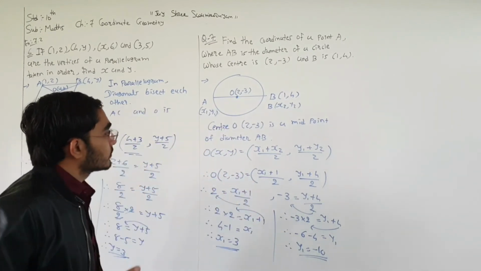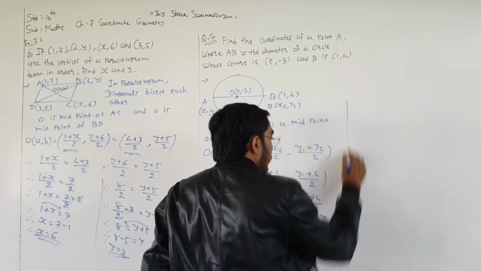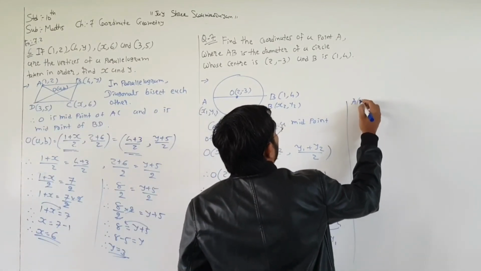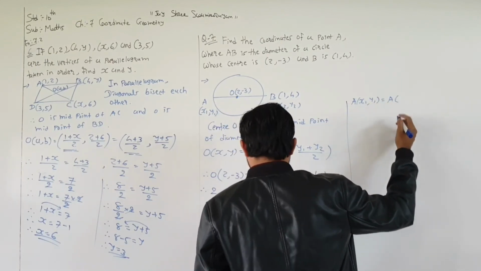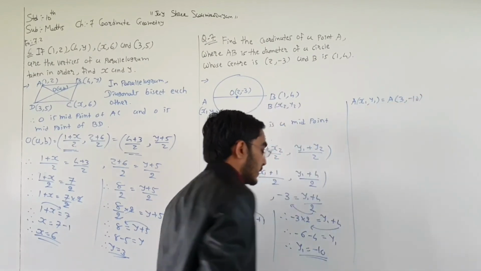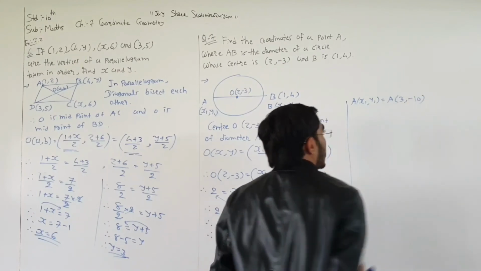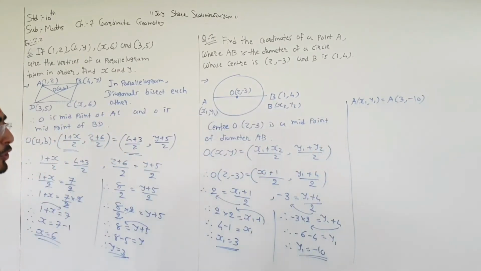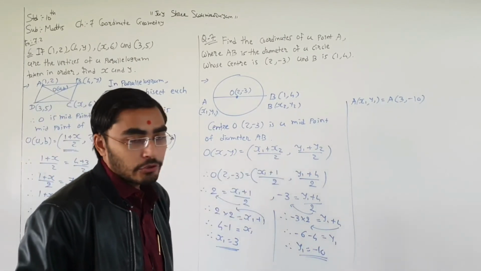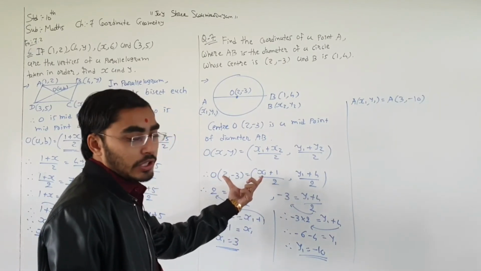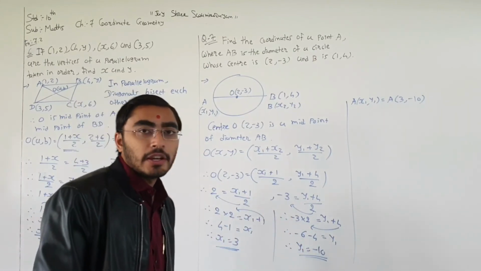It means that our coordinate of point A is (3, minus 10). Okay, so A (x1, y1) is equal to (3, minus 10). Okay, our final answer is (3, minus 10). So here center is always the midpoint of diameter. So use the midpoint formula, (x1 plus x2) by 2, (y1 plus y2) by 2. After that compare x coordinate with x, y coordinate with y. From that we will get the value of x1 and y1.